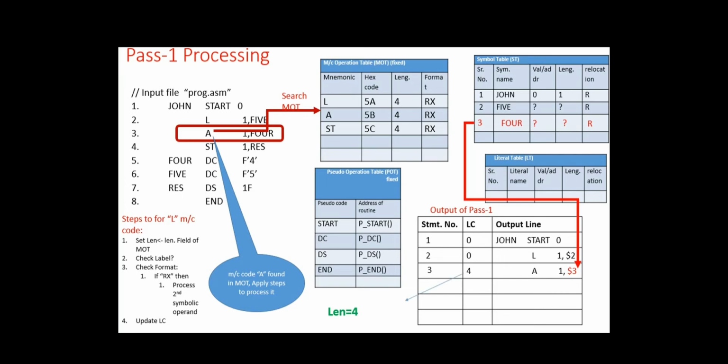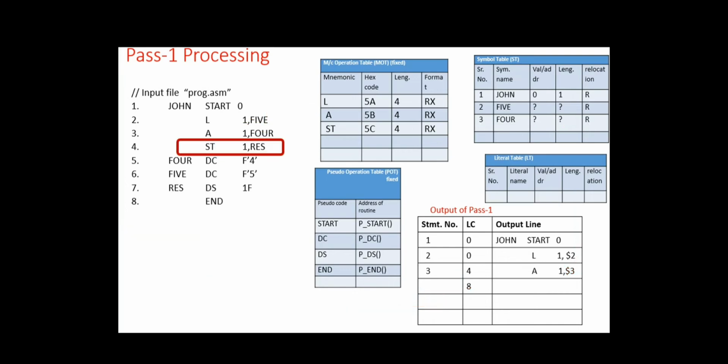So current value is 4. 4 to next 4 bytes are occupied by add instruction. So the address of next instruction will be length of current instruction plus LC. So 4 plus 4, address is 8. So 8th location पर rest of the instructions store होंगे. After updating LC, go back, read the next line from input file.